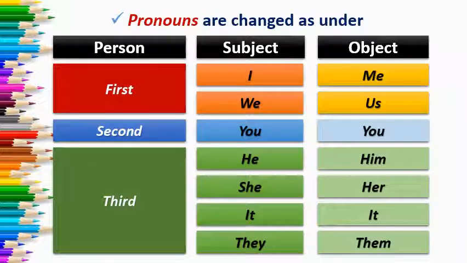So this is the chart of pronouns which will convert into another pronoun from active to passive voice. When the pronoun performs as a subject in the active voice, and when we convert it into passive voice and it becomes an object, at that time this is how it will change. So this is the chart which you have to learn by heart.